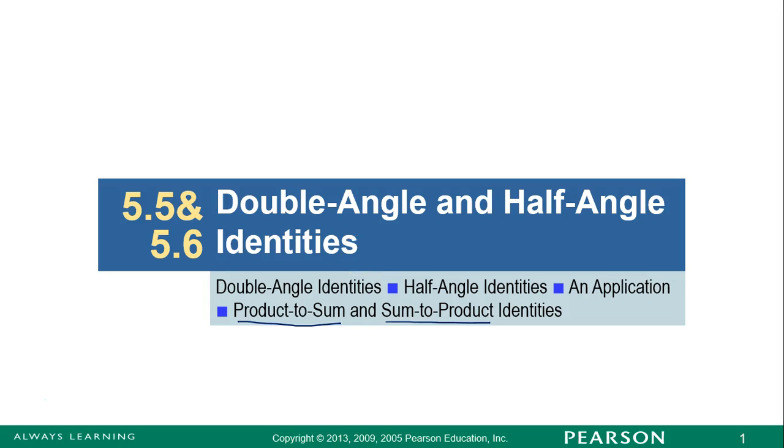We just touch base with those. We don't do too much with those. And even your problems will ask you, find something using the product to sum identity or sum to product identities. And it specifically states that in the problem normally. But let's go on and look at some double angle identities to start us off.